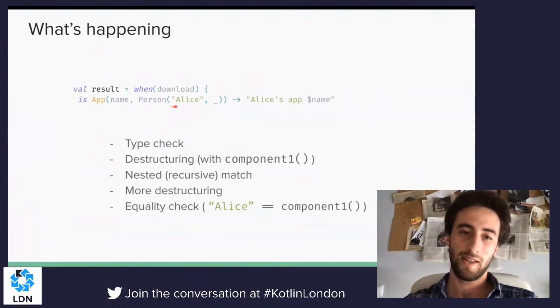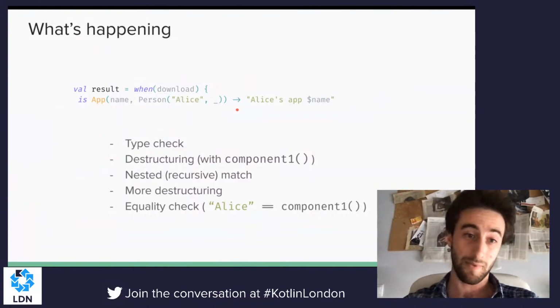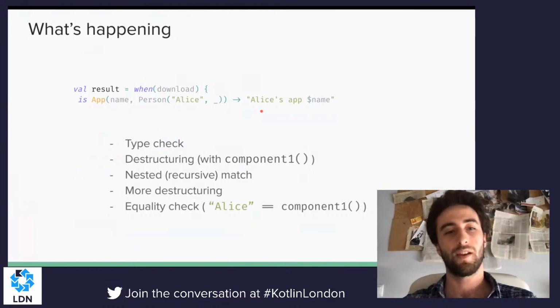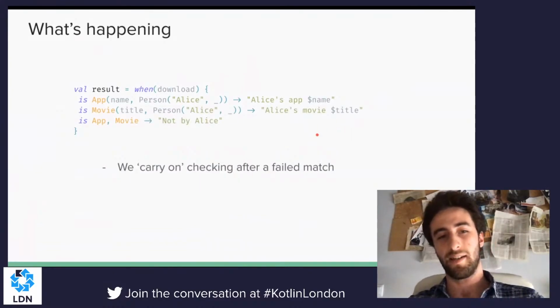So again, this was a destructure. This is component1 of our developer, and we're just checking whether the name matches Alice. So based on all this, from one line, we know our download is an app. It was developed by Alice, and Alice is a person. Additionally, we extracted name, which is just the name of the app. And so we have a branch. And then the next branch is exactly the same.